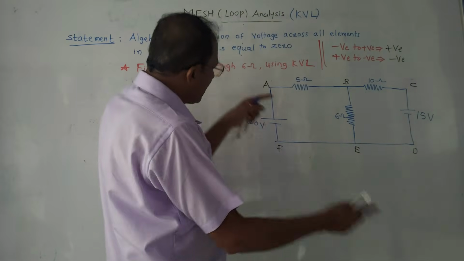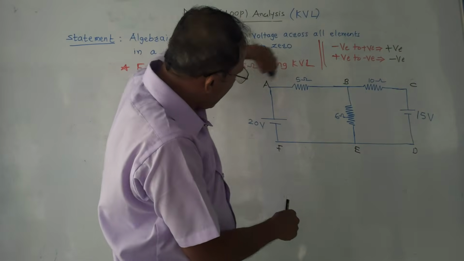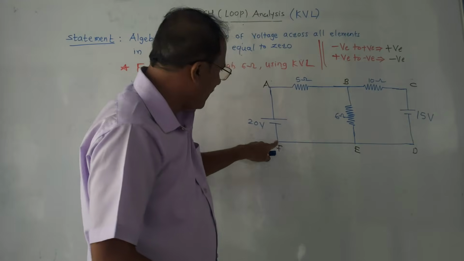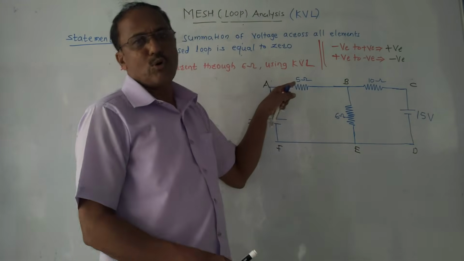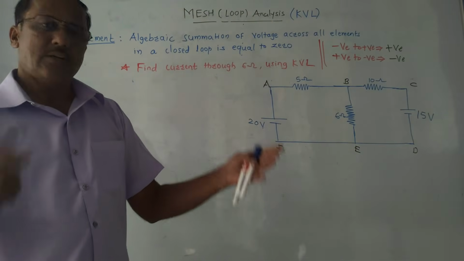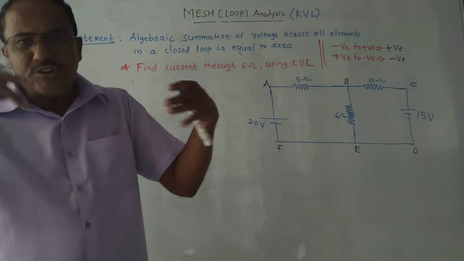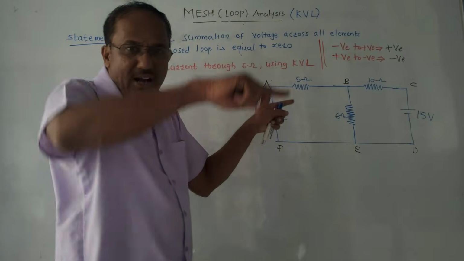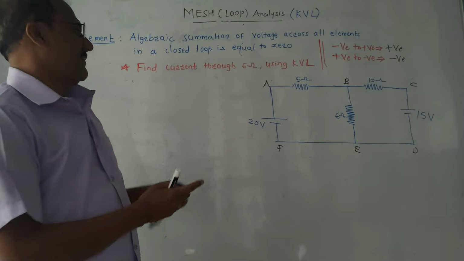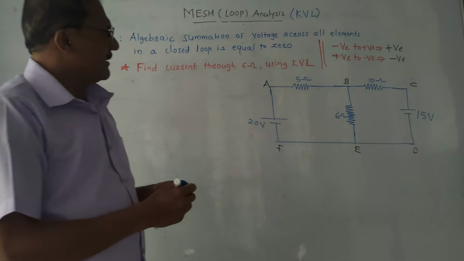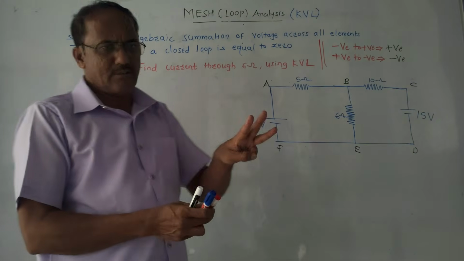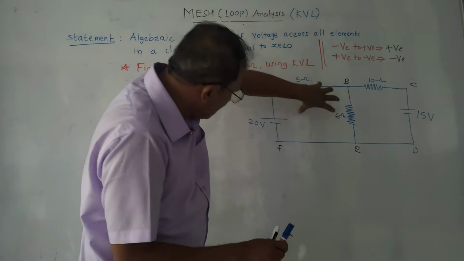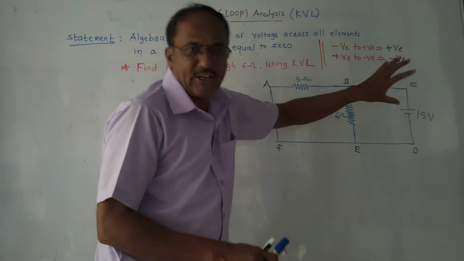If you want, we can also consider one more loop like this: A to B, B to C, C to D, D to E, E to F and F to A. This is again one more loop. So what we discussed, loop or mesh is a closed path. That means starting point should be equal to the ending point after tracing through the entire path. As I said, there are 3 loops, but for solving the numericals, most of the time you need to consider only 2 loops, that is the first loop and second loop.